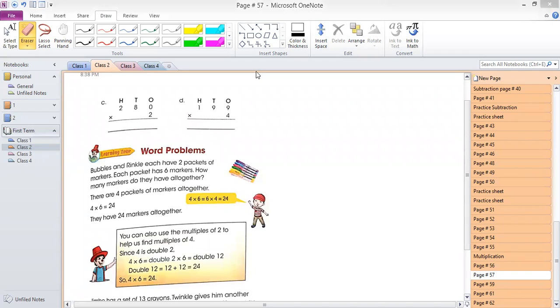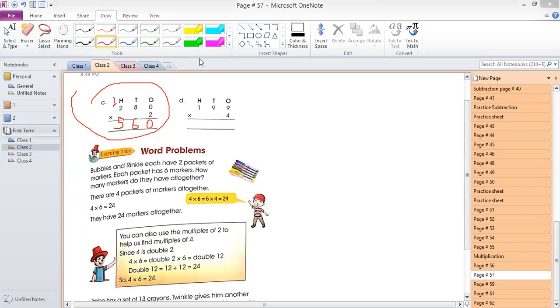I'll take one more student. Suleiman Abubedi. Yes, sir. Question number C. Multiply 280 by 2. Okay. 0. We put here 0. And we'll put here 6. And the 100s, we'll put 5. The answer is 560. That's very good. Thank you.